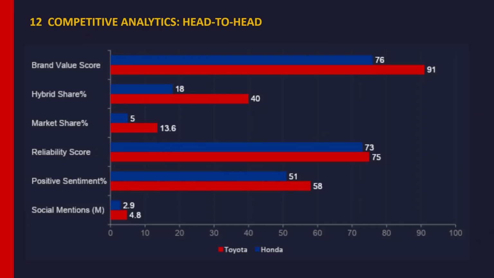The gap is widest in two areas: global market share, where Toyota is nearly three times larger, and social mention volume, where Toyota's brand footprint is nearly double Honda's. Both of these reflect a long-term compounding effect of Toyota's reliability reputation and hybrid leadership strategy.